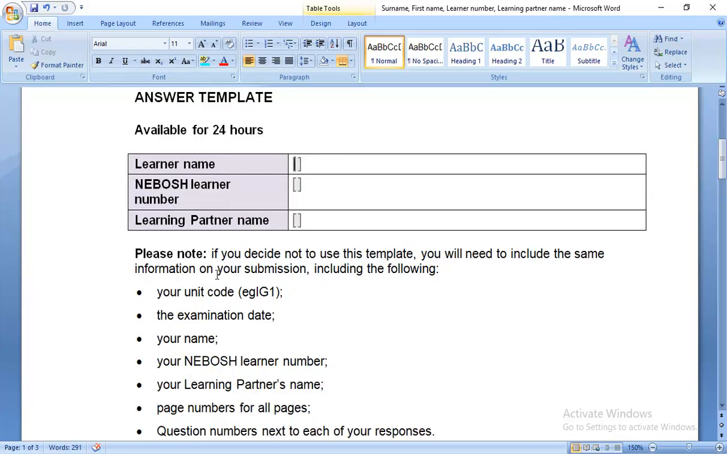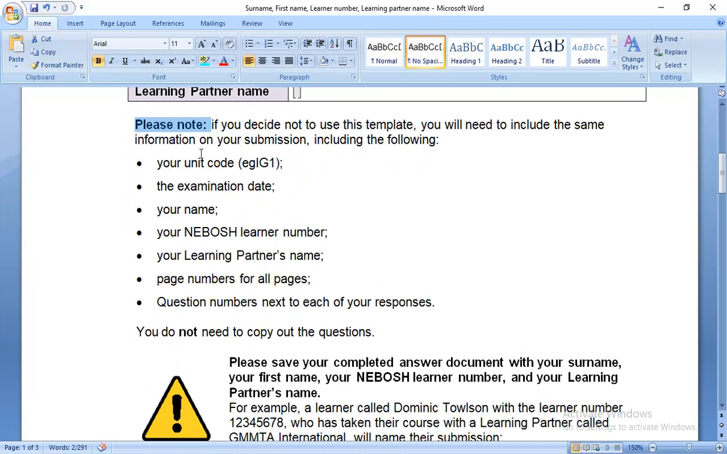Learners who are not using this template are advised to note, if you decided not to use this template, you will need to include the same information in your submission, including the following. Your unit code, for example IG1, the examination date, your name, your NEBOSH learner number, your learning partner's name, page number for all pages, question numbers next to each of your responses. You do not need to copy out the questions. So this is guidance for those who are not using this answer template.